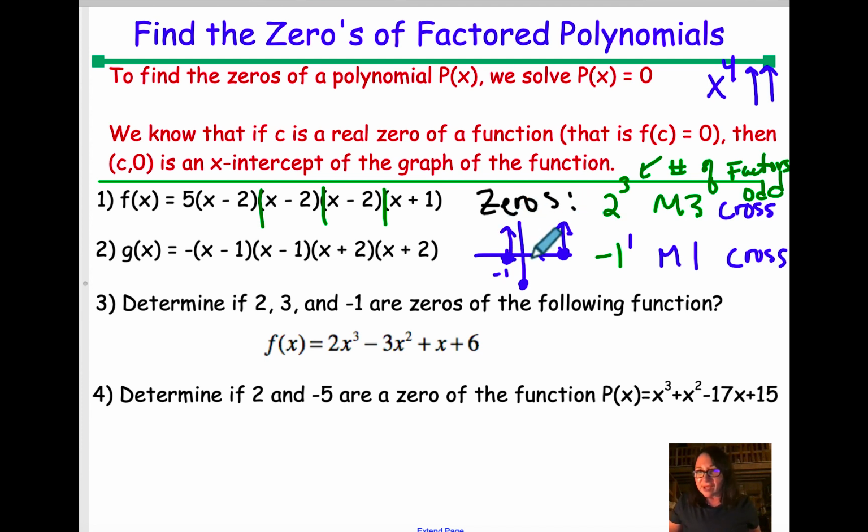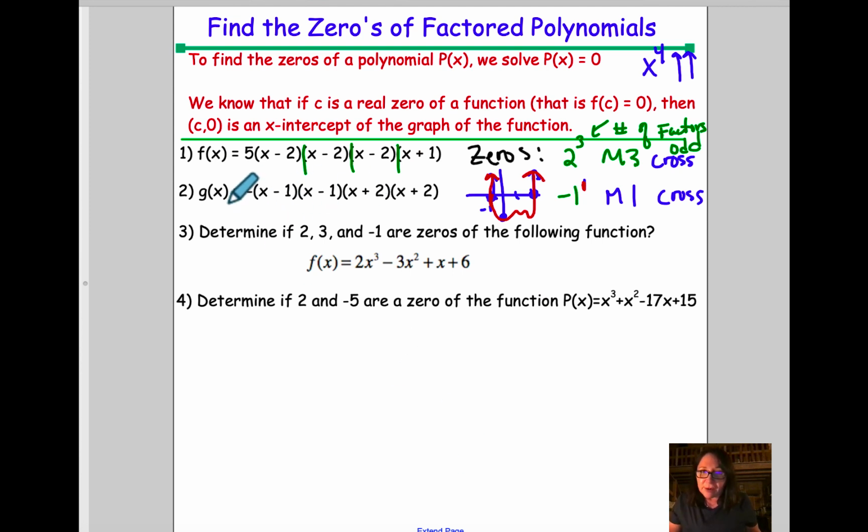So realistically, my graph is going to cross at -1 because it had an odd number of factors, right? And it's going to go down here and it's going to do some weird stuff down here. And then it's going to come back up here because it's going to cross at 2 because it has an odd number of those factors. All right. So that's what's happening. That's what that means. Now let's look at the second one, g of x.